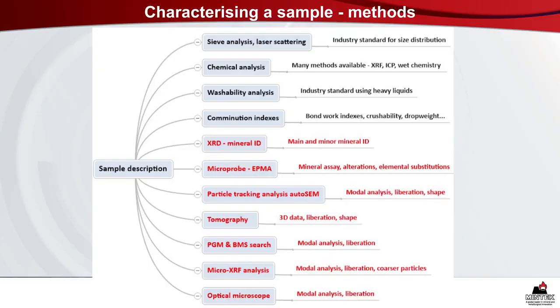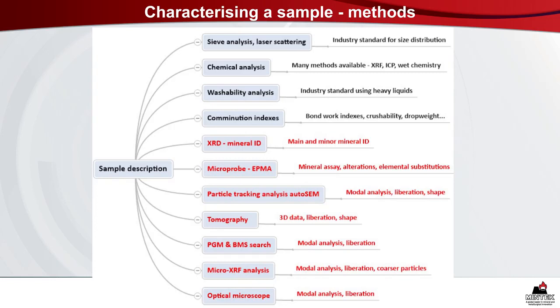What's in the feed? On this particular table, you can see a number of characterizing methods. It's not all of them, but it's the most common. The first four people are very used to. For instance, characterize the sample by a sieve analysis or by laser scattering, and then you get the size distribution of your feed. Very often people will then assay each size fraction, and there are many different methods of chemical analysis to get the assay of each size fraction.